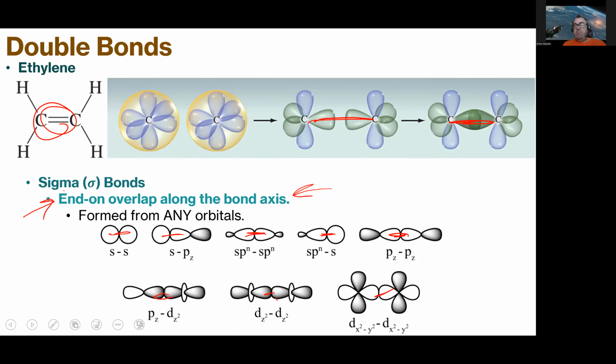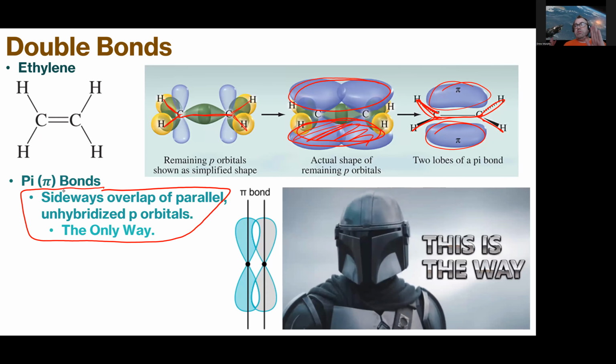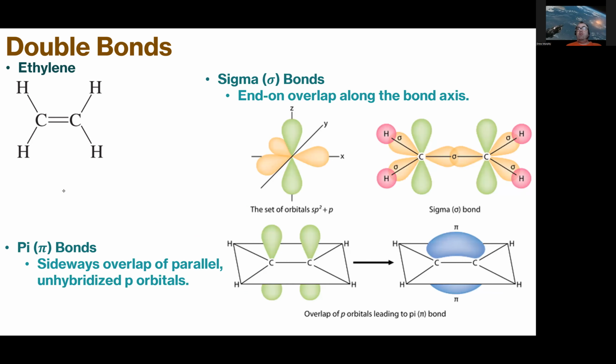So remember, sigma bonds can be from anything as long as it's along the bond axis. Pi bonds have to be unhybridized p orbitals that are parallel to each other. This is the way that it's done. I'm using ethylene as an example, but this is going to hold true: every sigma bond is the same idea, end-on overlap along the bond axis. Every pi bond is the same idea, sideways overlap of parallel unhybridized p orbitals.